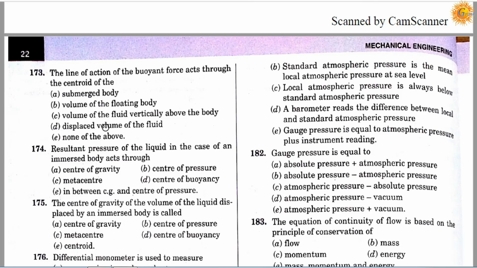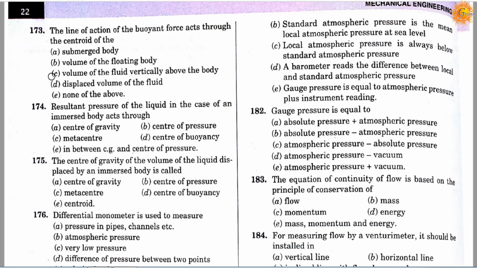Question number 173. The line of action of the buoyant force acts through the centroid of the: option A, submerged body; option B, volume of the floating body; option C, volume of the fluid vertically above the body; option D, displaced volume of the fluid; and option E is none of the above. The correct answer is D, it's the displaced volume of the fluid.